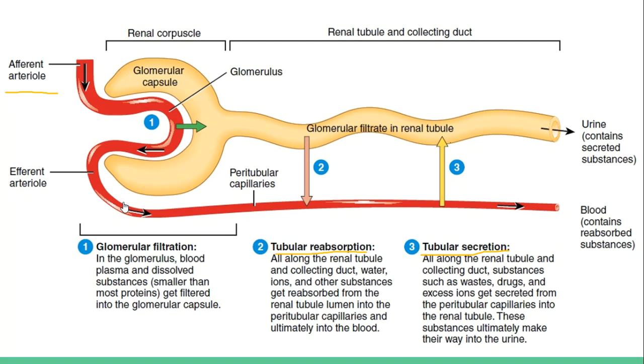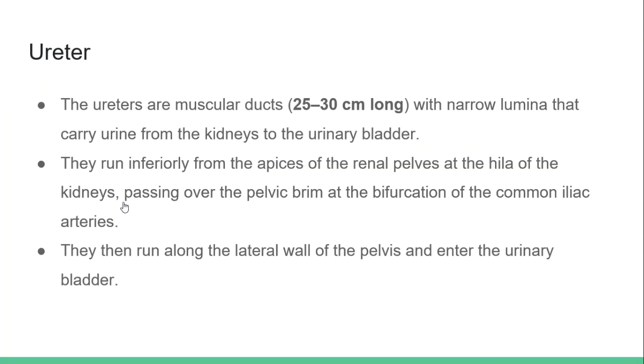Looking at number 3, we have the tubular secretion. All along the renal tube and collecting duct, substances such as waste, drugs and excessive ions get secreted from the tubular capillaries into the renal tube. These substances ultimately make their way into the urine. So look at the ureter.